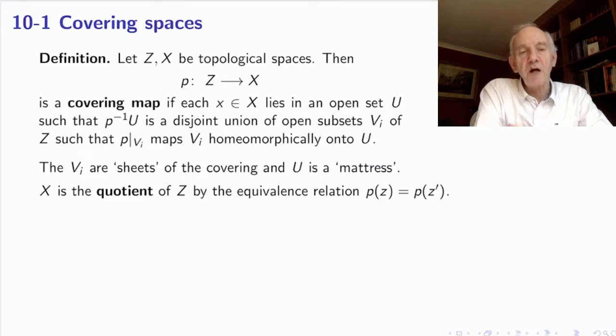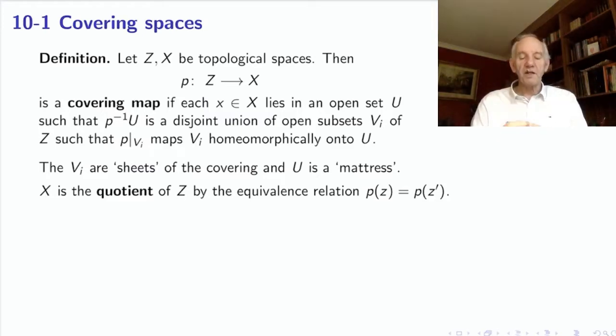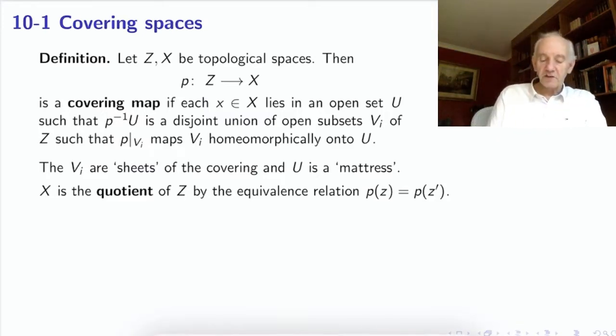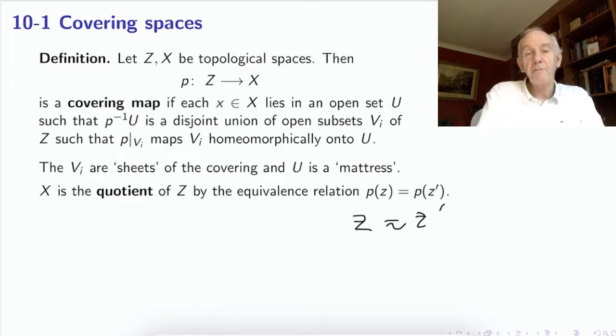Another thing to remark is that when you have a covering map, as with any map, you've got an equivalence relation, because you can say two points of Z are equivalent if they map to the same point in the target. So Z is equivalent, whatever notation you use, to Z primed if they map to the same point.